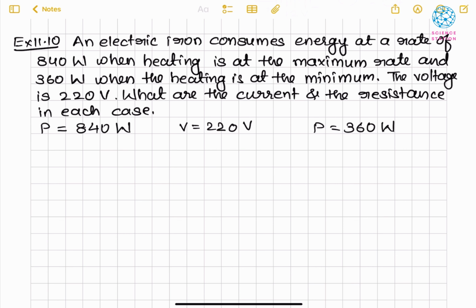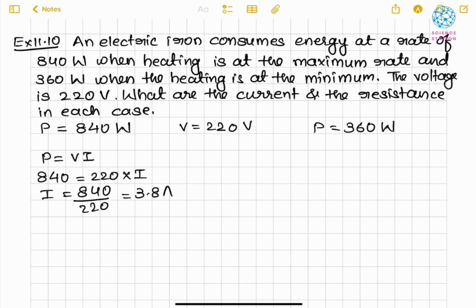volt. So we know that P equal to VI. So in both the cases I am counting separately. So 840 equal to 220 into I. So I will be 840 upon 220. So that is coming as 3.8 ampere. So therefore here I will be 3.8 ampere.